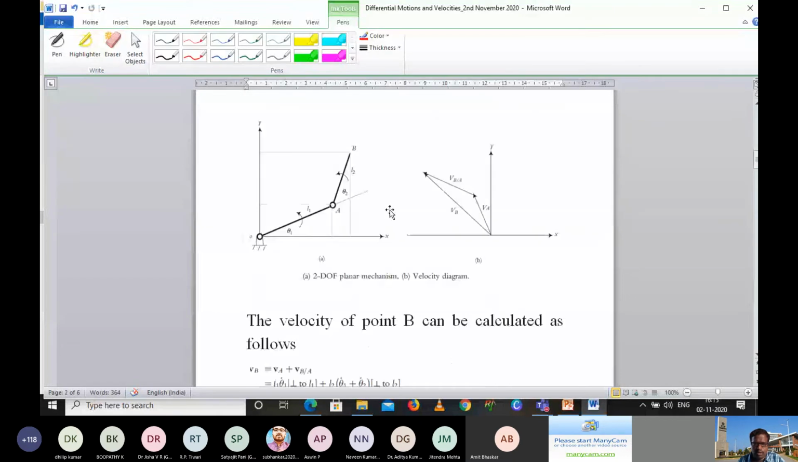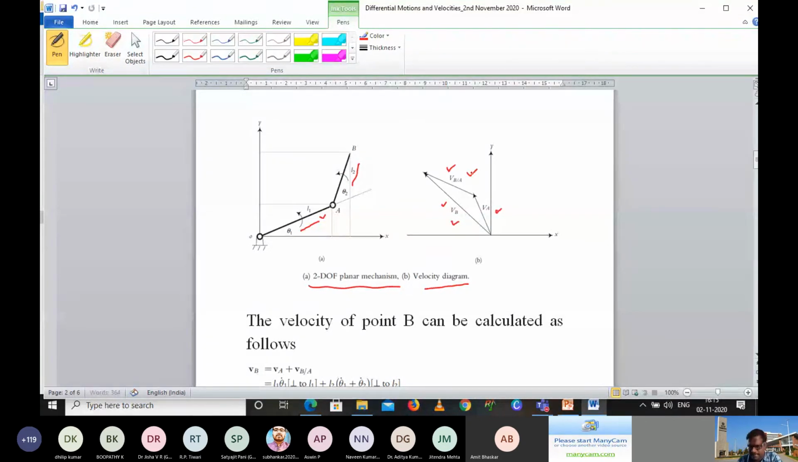If you take this particular 2 degrees of freedom planar mechanism, the velocity diagram is given here. Most probably everybody knows how to draw the velocity diagram. VA should be perpendicular to this particular link, and this particular VB will be perpendicular to this particular link, and then you know how to join them. So VA, VB, and VB by A.